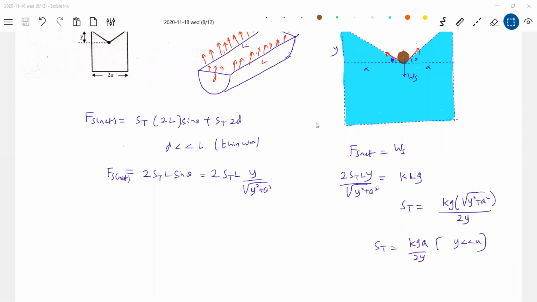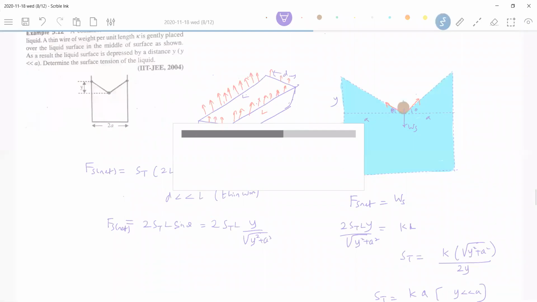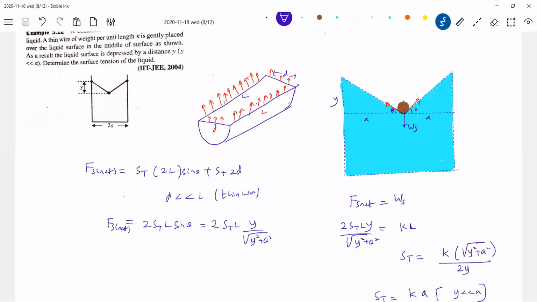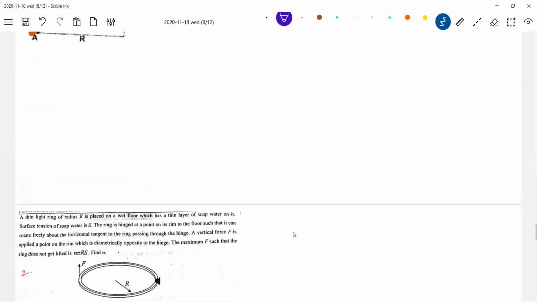Okay, G, if you want to, you can take G out. It's a weight per unit length. Okay, I'll remove the G. Weight per unit length into length will be the weight. Oh, okay, I did the correction. Usually mass per unit length they'll give. So okay, he has given weight.